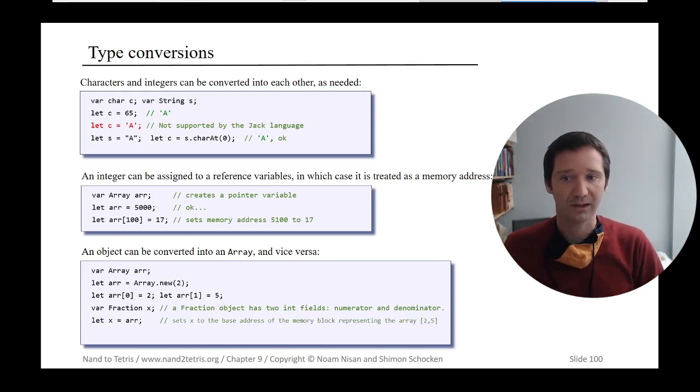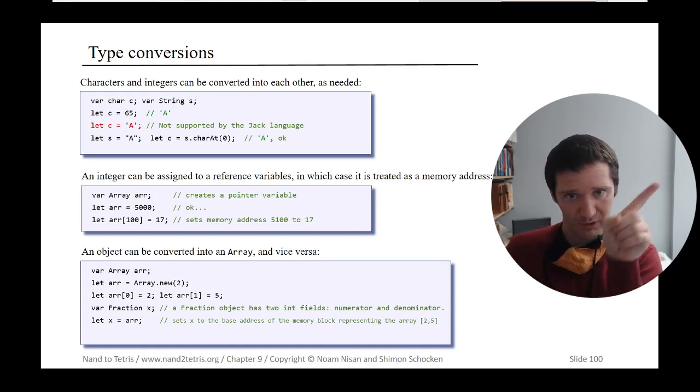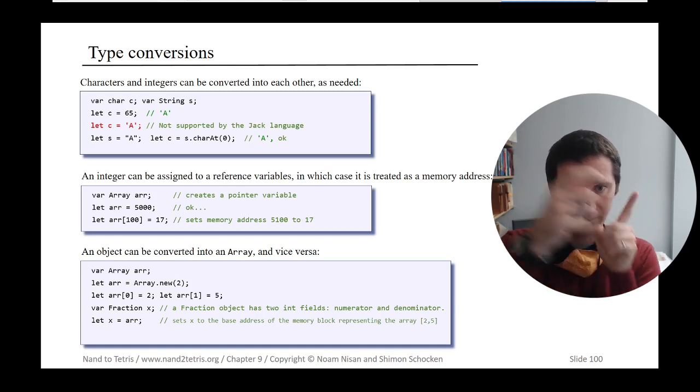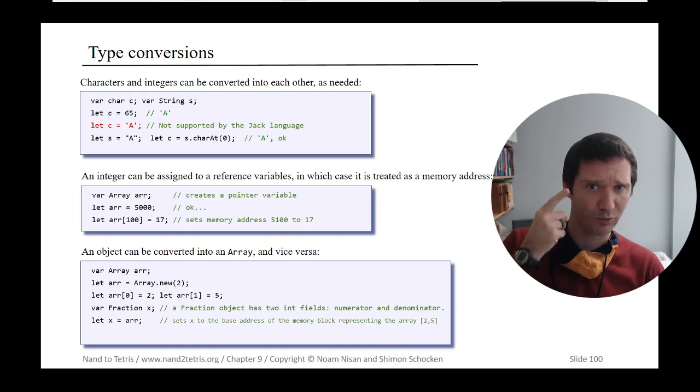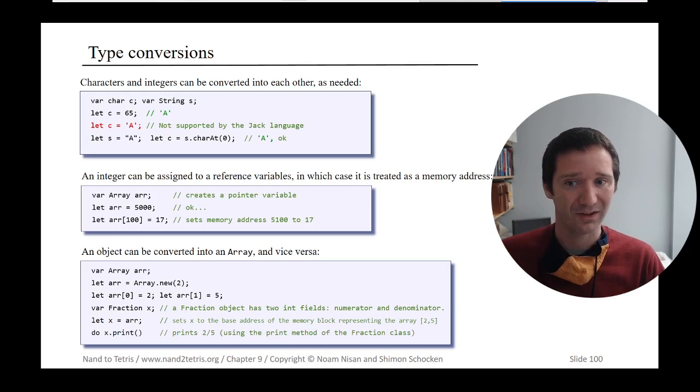So we could say let x, this new fraction reference, be assigned the same value as arr. And that really means that we're taking this pointer to the array. We're then saying here, x, you have that, but x is a pointer to a fraction. But then we can now do things like x.print.